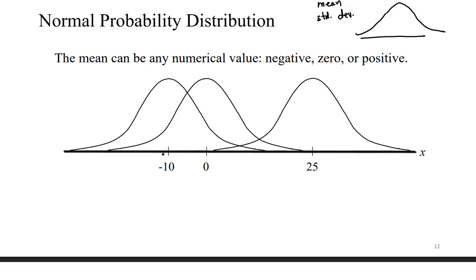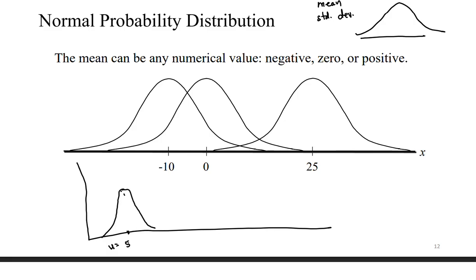Let me give you an example. Let's say I have an x and y axis like this. If the mean is equal to 5 for a normal distribution, that is where the center of the curve is.